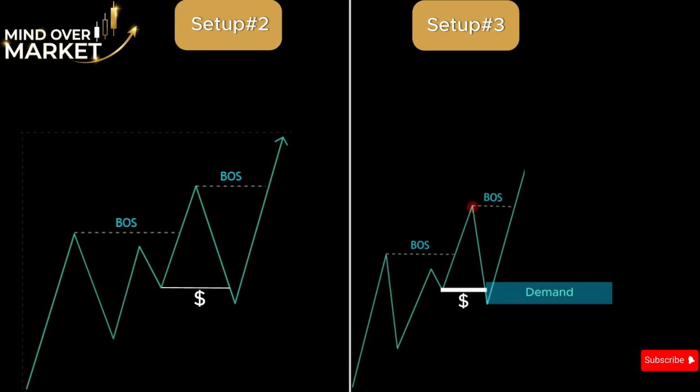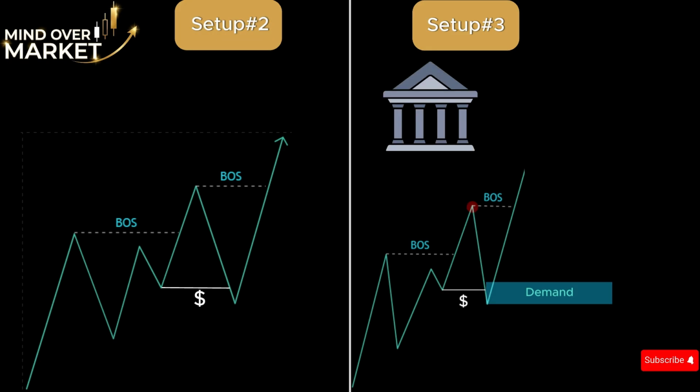It all comes down to liquidity. Market makers need massive liquidity to execute their institutional orders, and retail stop losses provide exactly that. When price sweeps internal liquidity and explodes with momentum to break a recent major high, it confirms one thing: institutional orders were placed here. Because these institutional orders are so massive, they cannot be filled all at once. Therefore, market makers drive price back down into the origin of that move to fill their remaining unexecuted orders. And that is precisely why entering from this zone carries such a high probability.